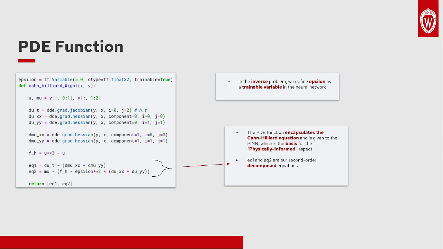Our PDE function itself encapsulates the Cahn-Hilliard equation, and it's given to the PINN via DeepXDE, and this is the basis for the physics-informed aspect. Now, down below, equation 1 and equation 2 are our second-order decomposed equations. If you remember in the efficient training strategies, we said that we decompose the equations to allow for backpropagation to run a little bit smoother, and this is exactly what's being done here.